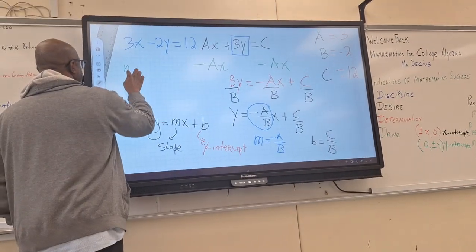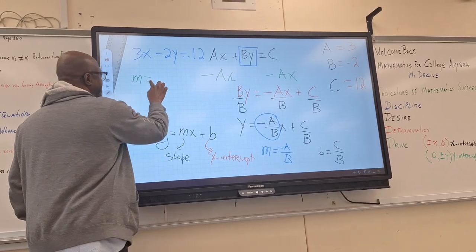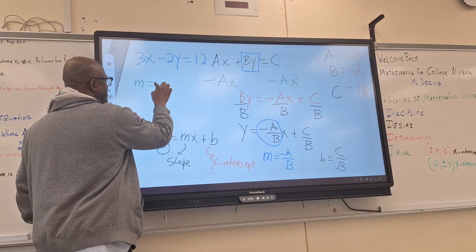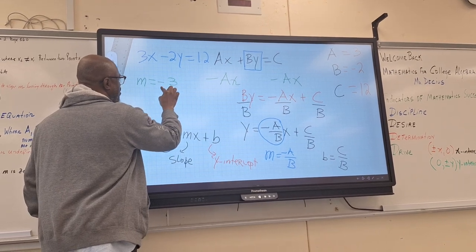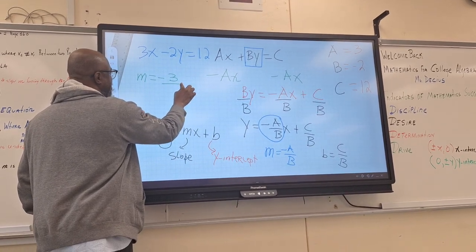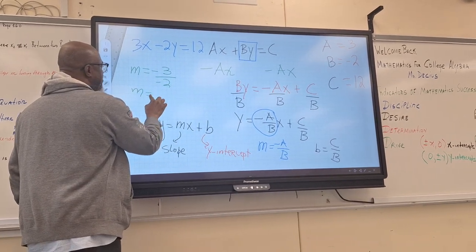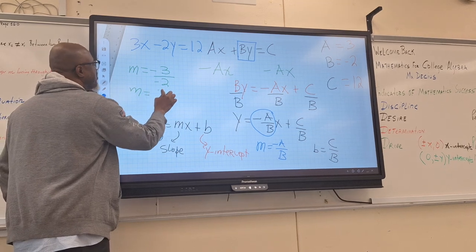According to that, my slope will always be negative what? A, which is what? -3/B. What is B? -2. This is my slope. Which is, when you simplify that, 3/2.